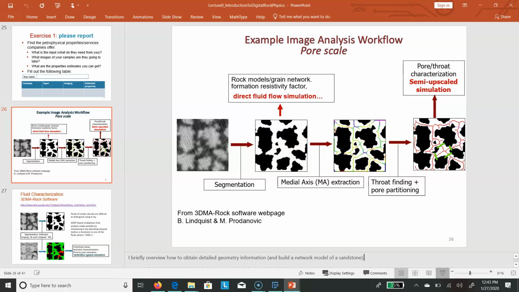Pore network modeling is not just about single phase permeability, which is what I described here, but the essence is the same for multiple phases too. So I call that semi-upscaled simulation after you have this pore throat network. This is faster, so if you were putting together a company, working with a workflow that doesn't need parallel simulation resources is probably a good bet. So a lot of companies do this part, but a lot of them do actually this. Ingrain, for instance, does direct flow simulation.